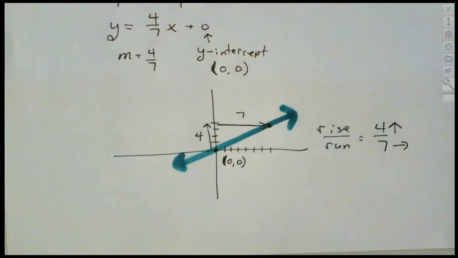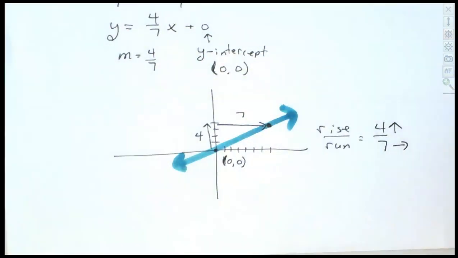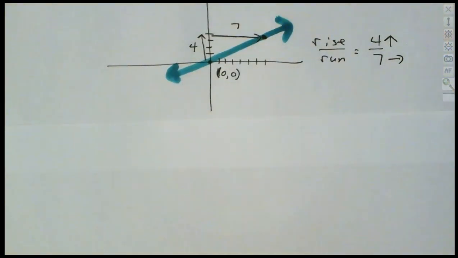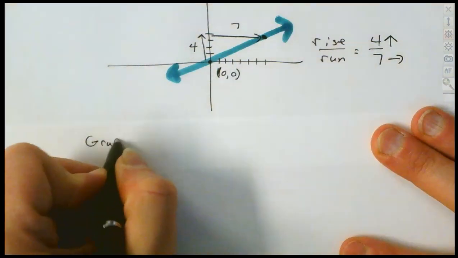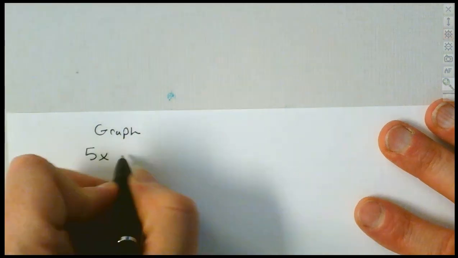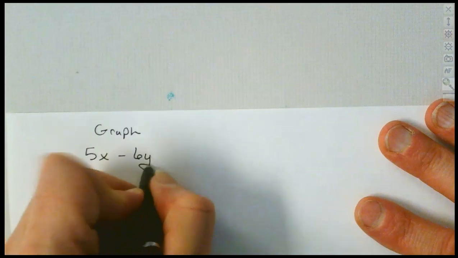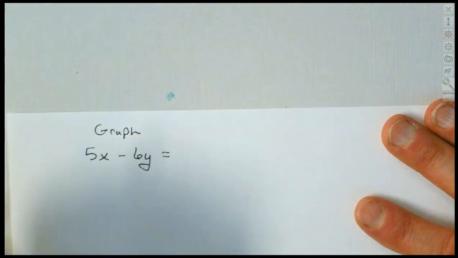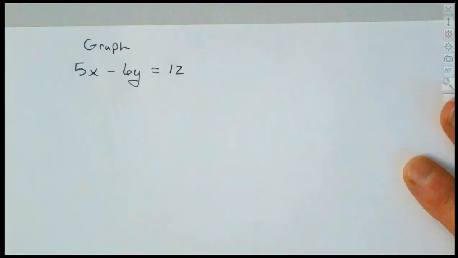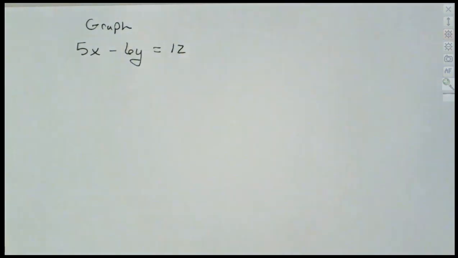I do want to do one more of these before we look at vertical and horizontal lines. So one more that's a diagonal. So let's try and graph this next one. How about we have 5x minus 6y equals 12. I want us to graph this. So what do we need to do?